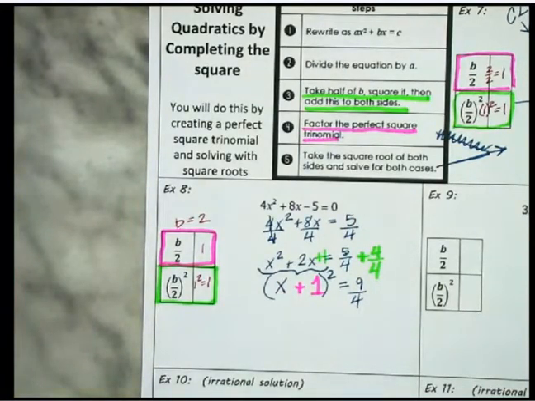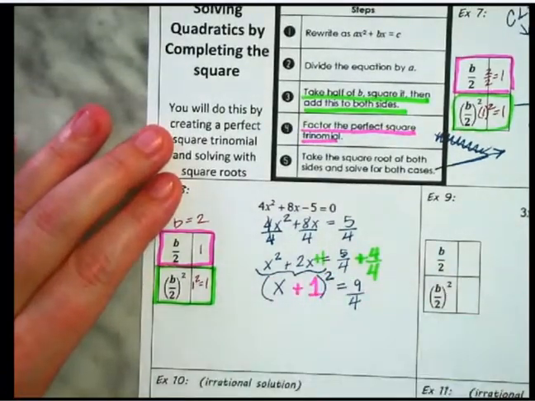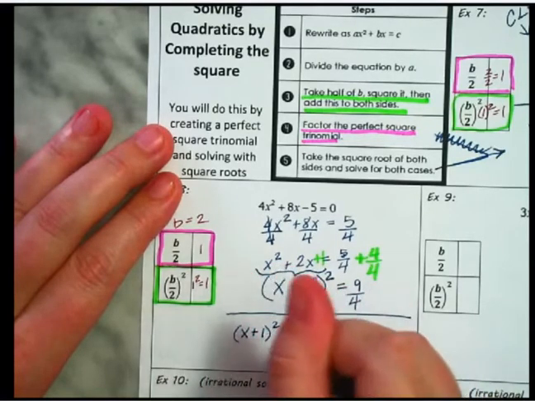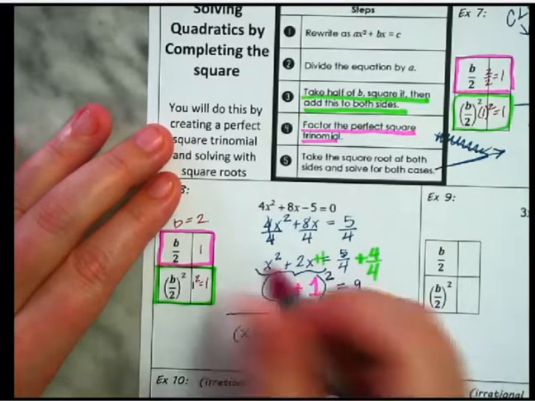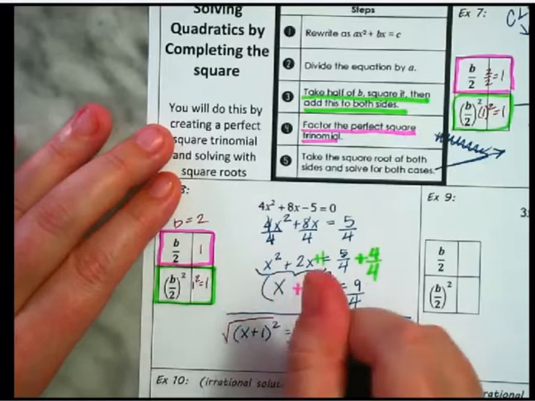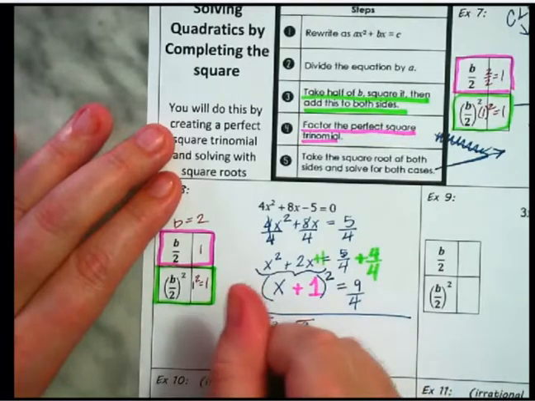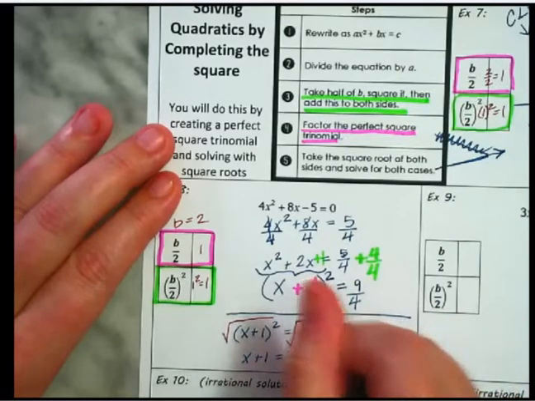Now I'm going to do step 5. Take the square root of both sides and solve for both cases. So let me just write this a little neater, guys. I got messy. X plus 1 squared equals 9 over 4. So I'm going to square root both sides. And now I have x plus 1 equals plus or minus, the square root of 9 is 3, the square root of 4 is 2.